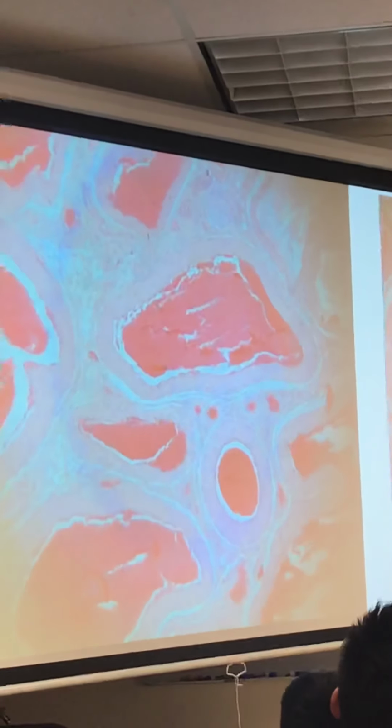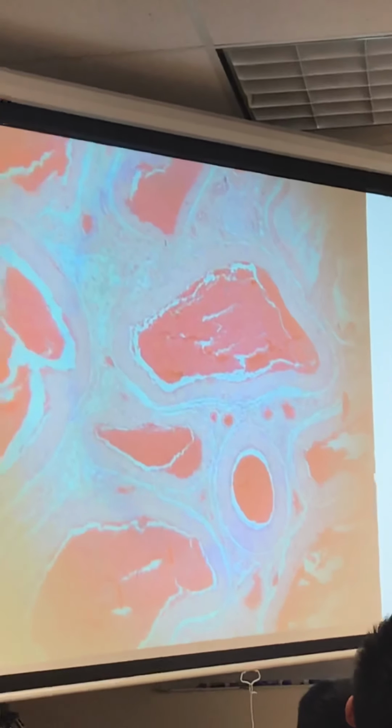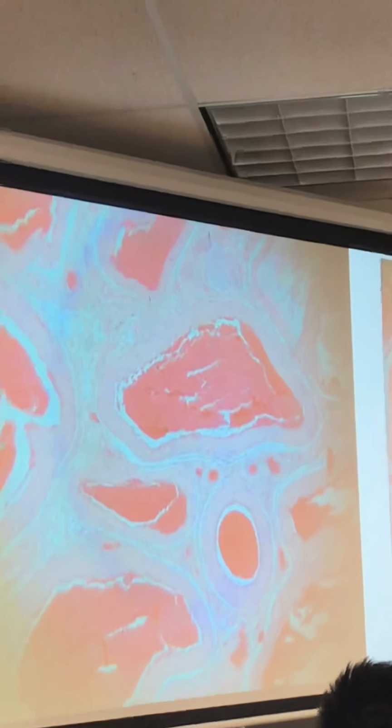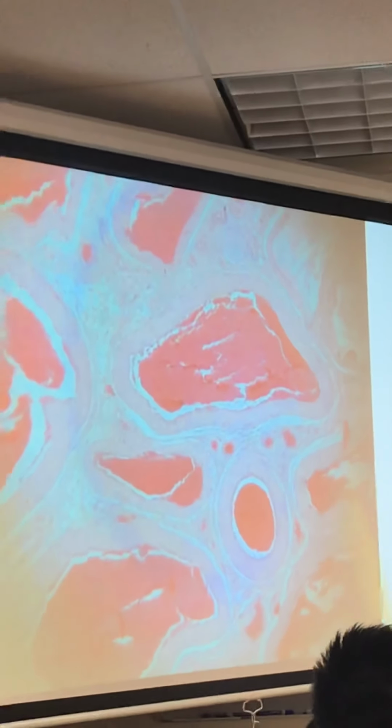What if you saw something like this in the field of view? Identify the specimen. Spermatic cord, nice job. Pampiniform plexus, what's this structure?